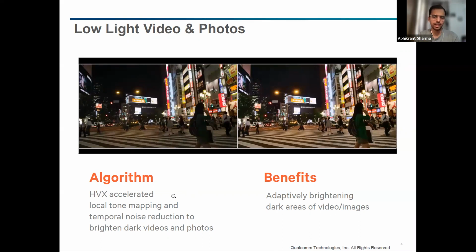As part of this algorithm, we do temporal noise reduction. We try to brighten the dark patches or the dark areas of the video so that the final image quality turns out to be really good.